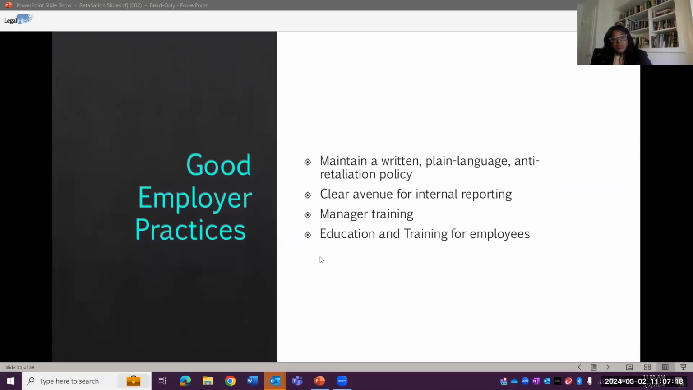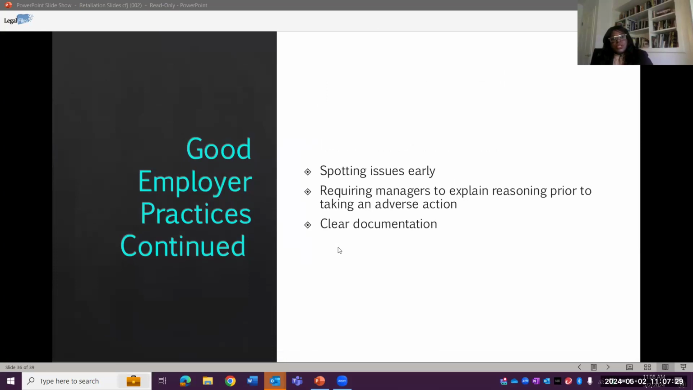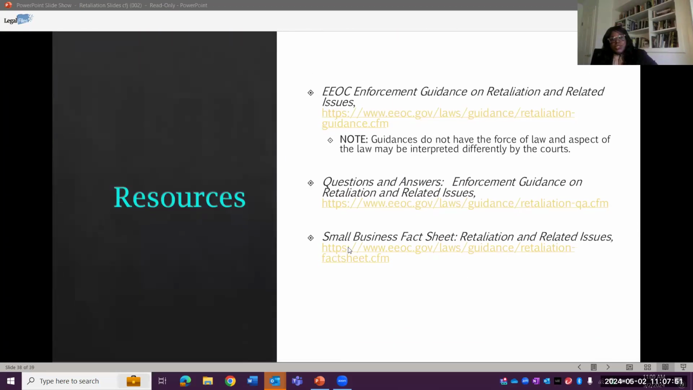And finally, on this other slide about practices, there is a clear avenue. I'm sorry, that was a duplicate that I wanted to skip. So spotting issues early, I already talked about that. And then requiring managers to explain their reasoning, we already talked about that. And so the last thing is clear documentation. That's always important, as we know as attorneys. And some information on how to file a claim or to obtain more information on EEO, and the resources that I previously told you about, that you can find things that I've talked about in these concepts and these documents.